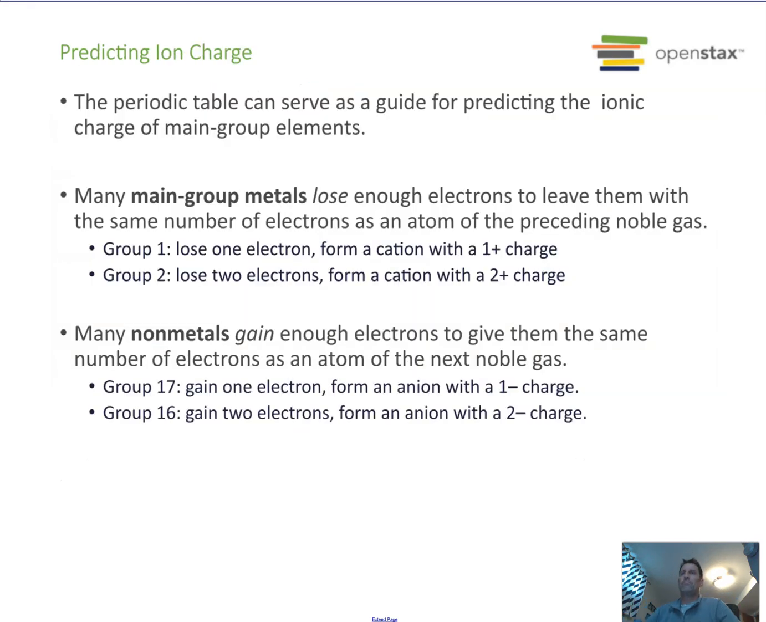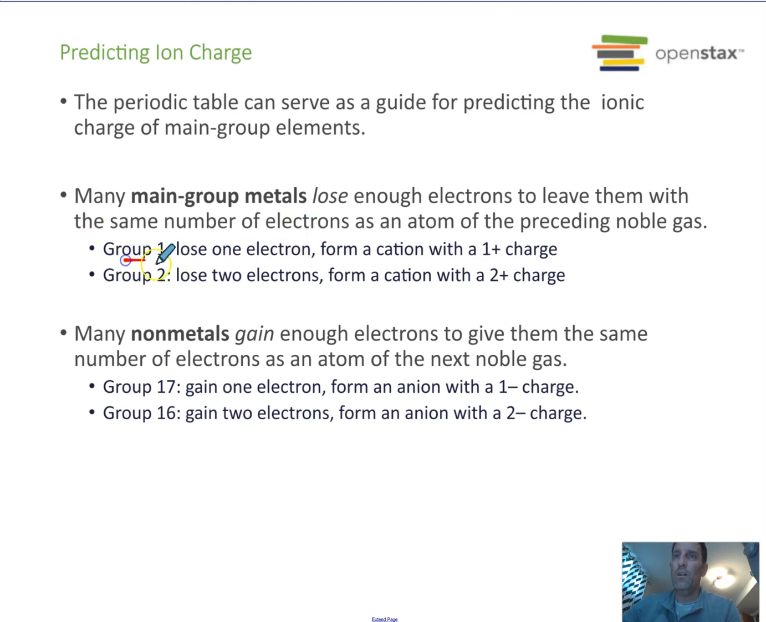Okay. Now, I think I talked about this yesterday, but it says the periodic table can serve as a guide for predicting the ionic charge of main group elements. Many main group metals lose enough electrons to leave them with the same number of electrons as an atom of the preceding noble gas. All right? So main group, by the way, means non-transition metals. So it's everything but the transition metals. So we said this yesterday.